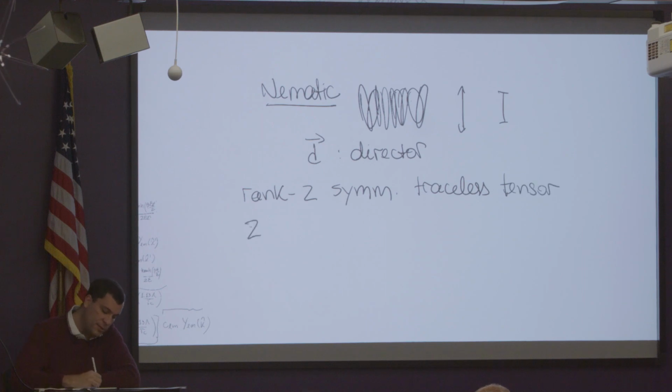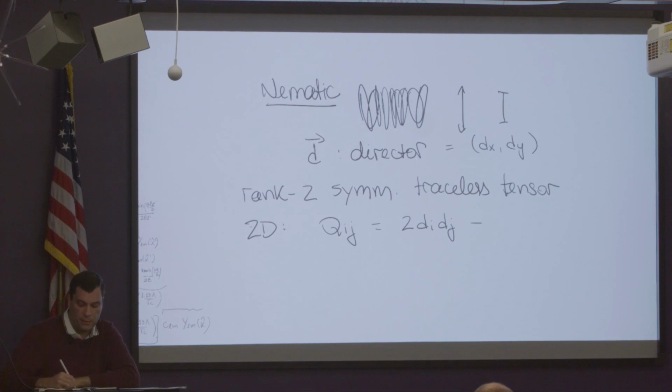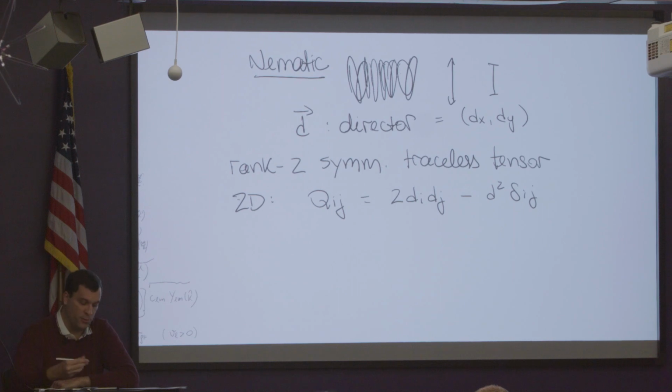in 2 dimensions, which is what I'm going to do. This tensor Qij is just 2 di dj, where they are the components of the vector, so this is just dx dy, minus d squared delta ij. Okay, that's by construction an order parameter that if you rotate by pi, it remains invariant, and if it condenses, it breaks rotational symmetry.